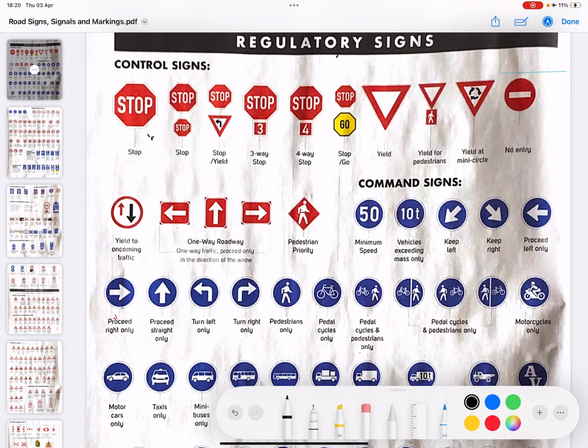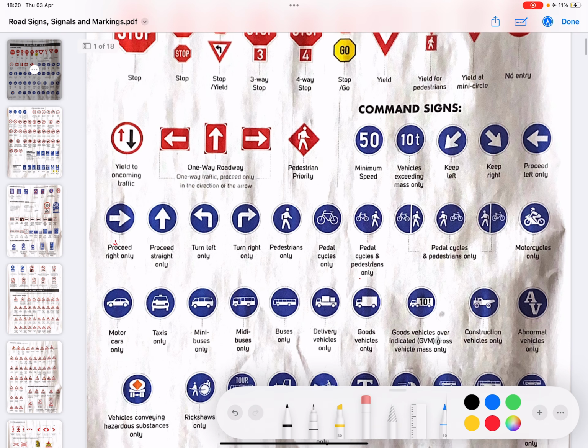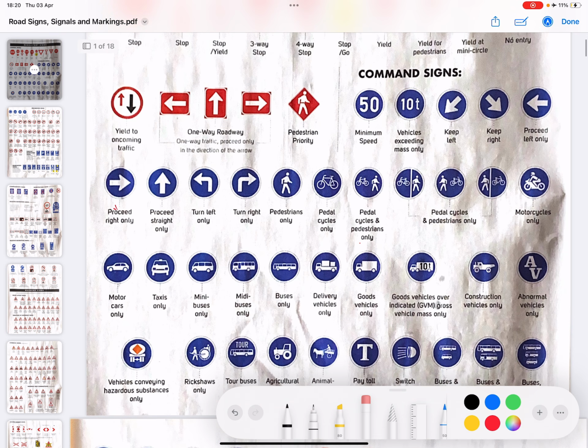So under control signs, that's where you'll find the stop sign, the stop and yield, three-way stop, four-way stop, stop and go. You see, it's a control. This is what you must do, okay? And this is how you must control your vehicle. And then you come to the command signs.